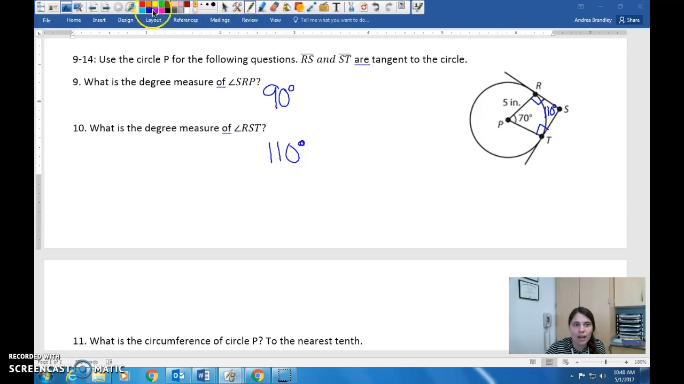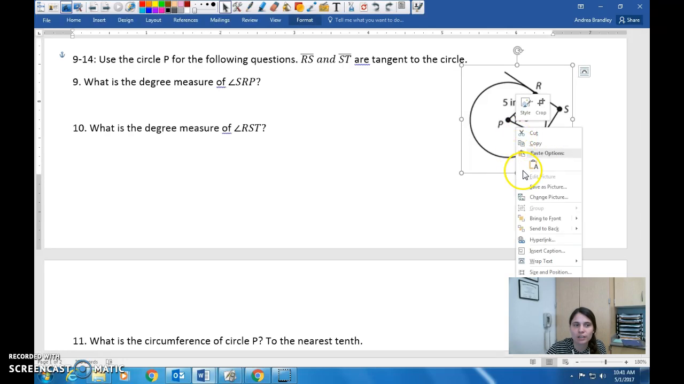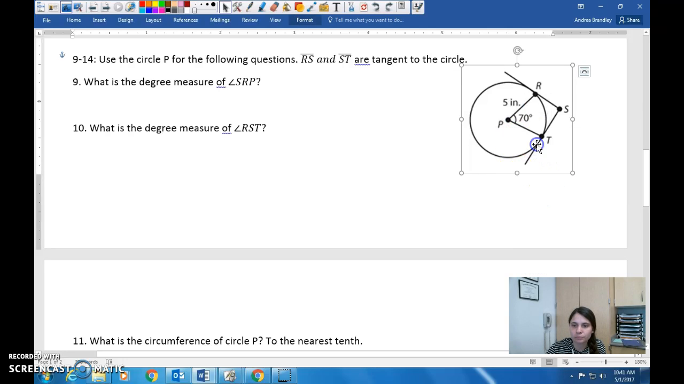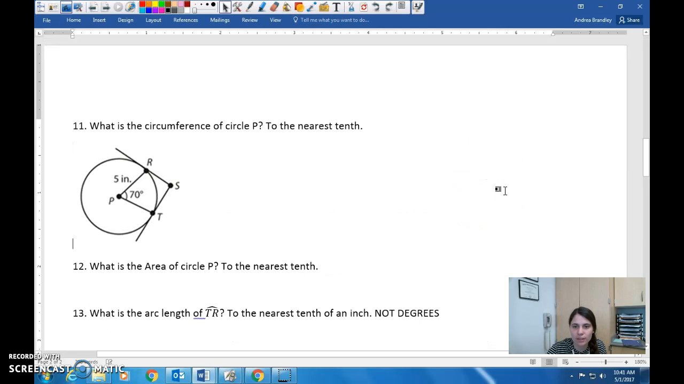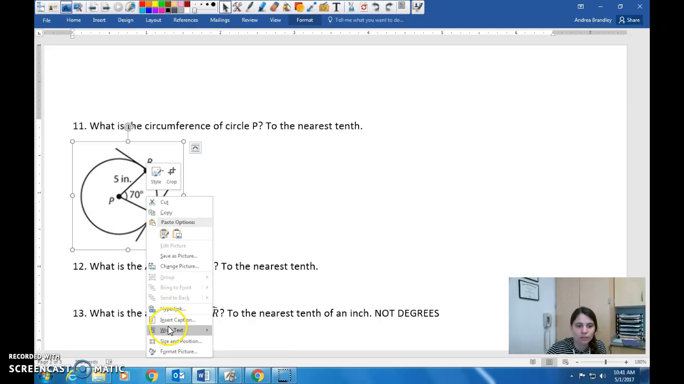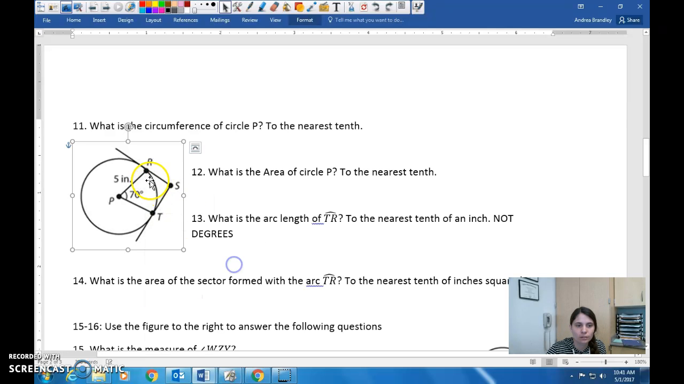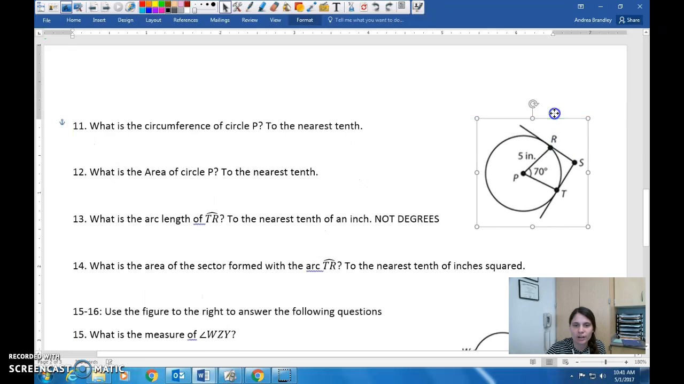Okay, and then I'm going to go ahead and copy the circle down to the next page so that we can look at it as we're solving 11 through 14 without having to scroll back and forth. So we'll go ahead and put it right over here.